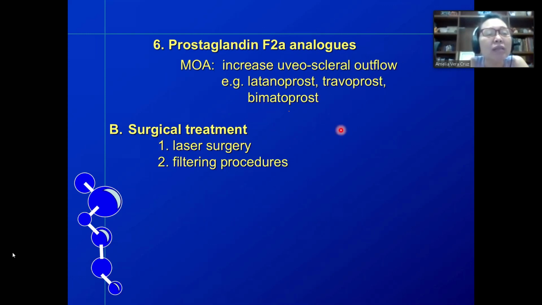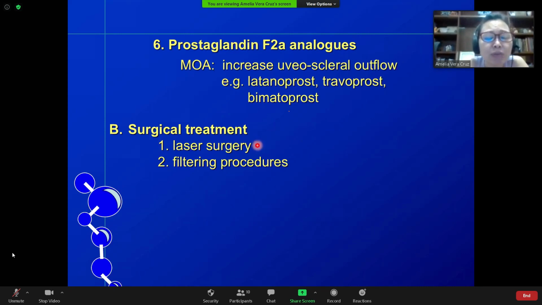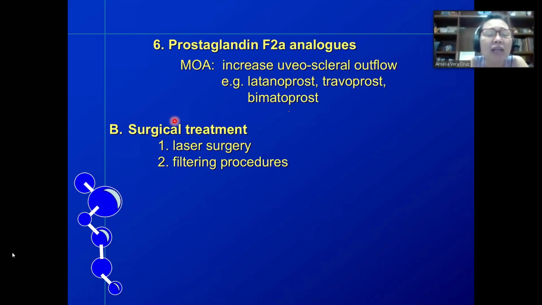Now, if all else fail, hindi po pala, laser surgery muna. Pag open angle, laser trabeculoplasty. Pag angle closure, laser iridotomy. Okay? Iridotomy, gagawa ka ng butas sa iris. Laser trabeculoplasty, gagawa ka ng butas sa trabecular meshwork. Okay? Now, if all else fail, laser at saka eye drop, filtering procedure na. Trabeculectomy na. Surgery na talaga.